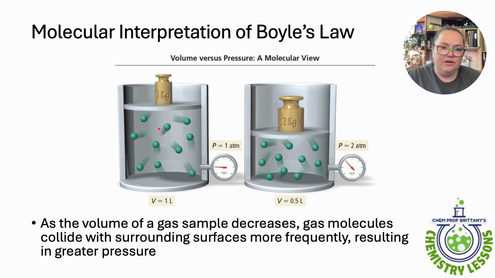So we can see here that as the volume of a gas decreases, so we go from 1 liter to half a liter, the gas molecules collide with the surrounding surfaces, the walls of the container, if you will, more frequently, which results in a greater pressure. So at 1 liter, we have 1 atmosphere. At half a liter, we have 2 atmospheres. And again, remember, we're going to have a constant value if we multiply those two together. So 1 times 1 is 1. 0.5 times 2 is 1.